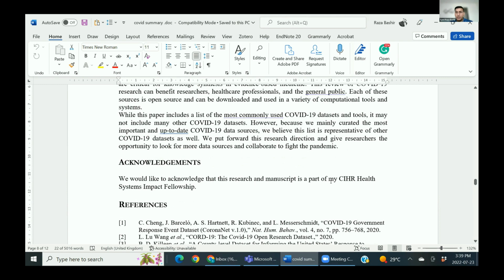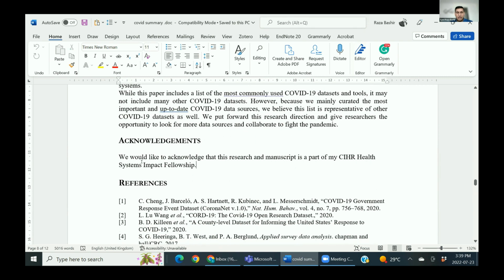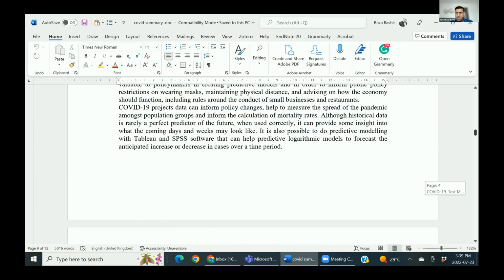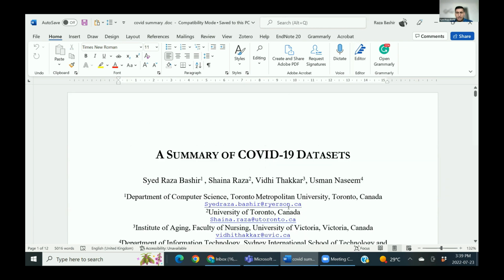This is a part of the CIHR Health System Impact Fellowship. This is basically part of it, and we put the acknowledgement for CIHR here, and these are the different references. If you have any questions, please let me know.